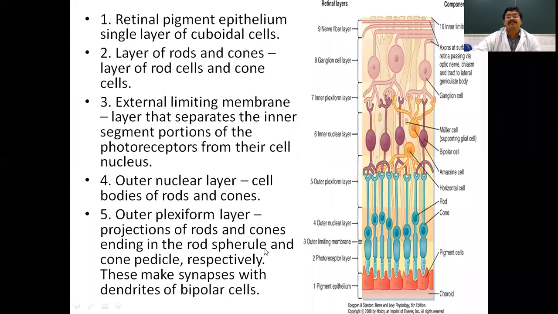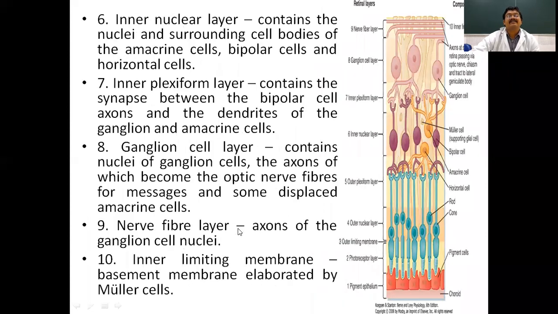The outer plexiform layer: the endings of the rod spherules and the cone pedicles synapse with the dendrites of the bipolar cells. The dendrites of the bipolar cells form the outer plexiform layer. The inner nuclear layer contains the nuclei and cell bodies of the amacrine cells, the bipolar cells, and the horizontal cells.